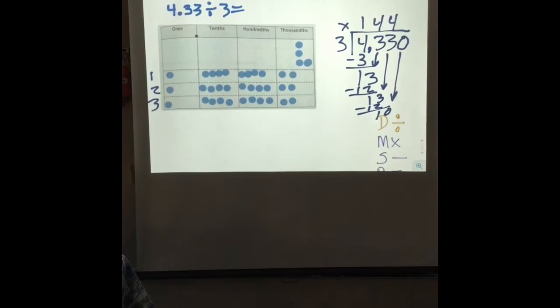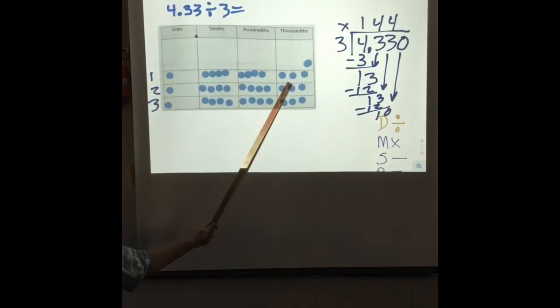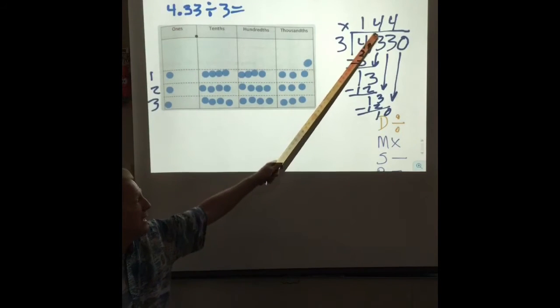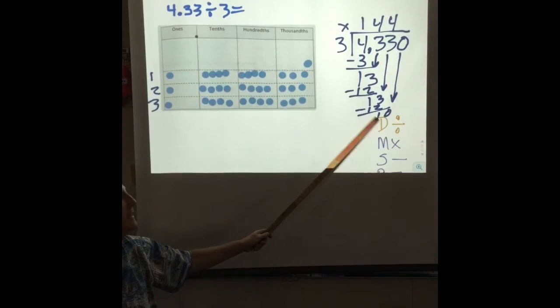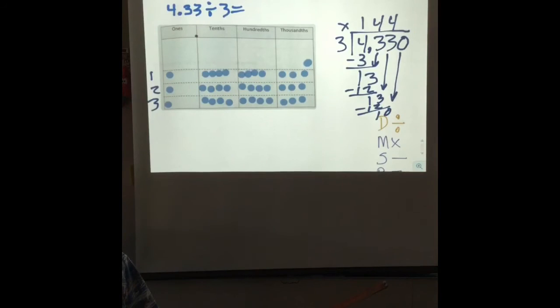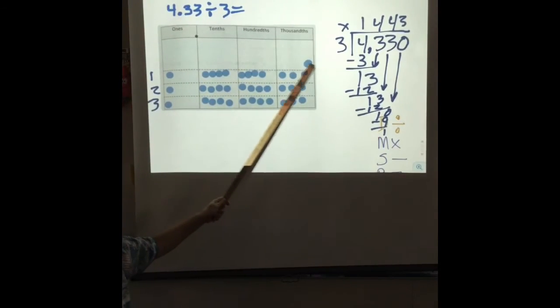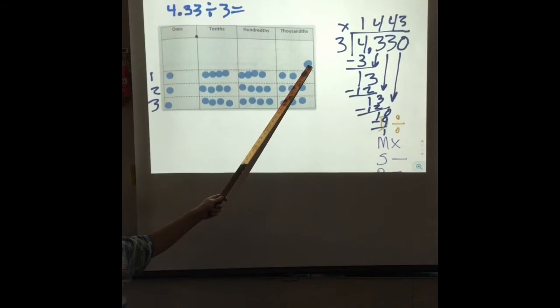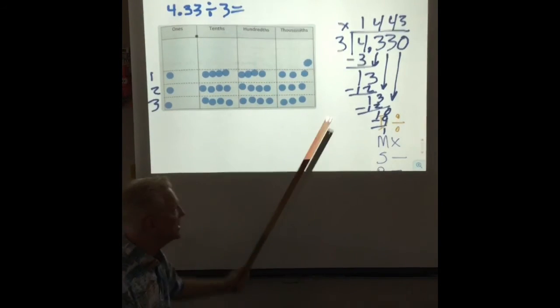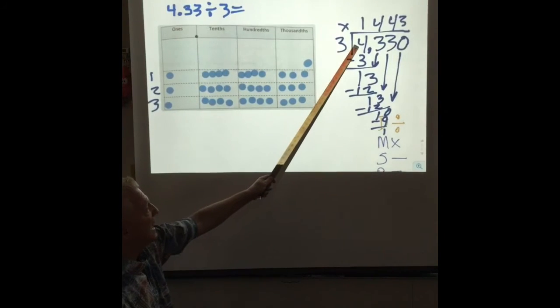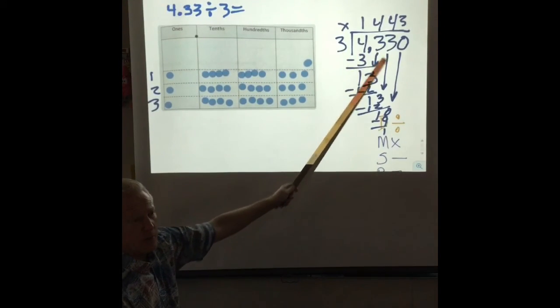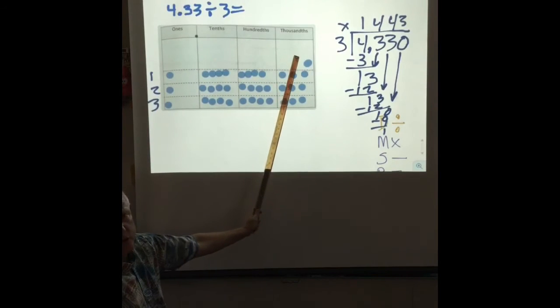So how many do you think I'm going to have? 3 times what is going to be close to 10? 3, huh? Good move. So 3 times 3 is 9, and so guess what? It's going to leave me with 1 remaining. This 1 remaining is the same as that 1 remaining. And I'm just going to stop right there because I just wanted to show you what's happening with this algorithm in the place value chart.